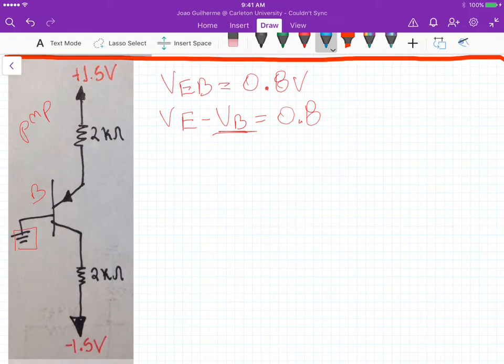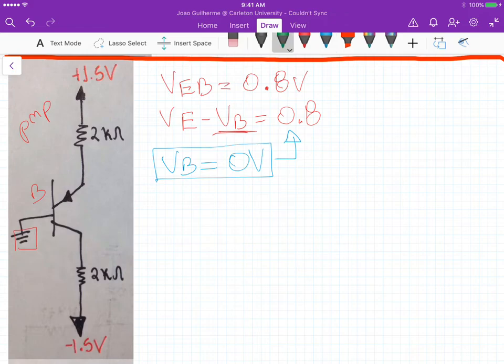So VB is equal to 0 volts. That's one of the quantities, right? And if we substitute this one up here, we can calculate VE. So let me write VE here as 0.8 volts. That's the second voltage.